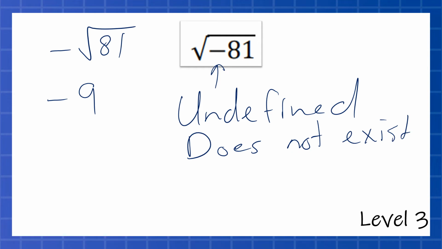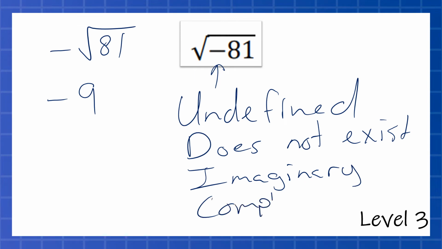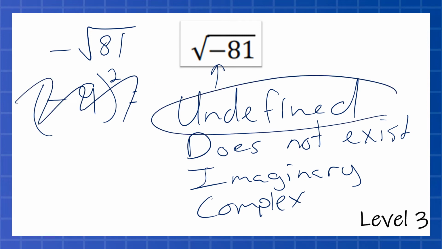And you'll also hear imaginary or complex. There's lots of words that we've used over the last few hundred years to deal with this situation. But the bottom line is there's not a real number that when we square it gives us negative 81, because if it was negative, it would cancel out the negative. And so if we have a negative under the square root, I don't need to do any math. The answer is undefined.